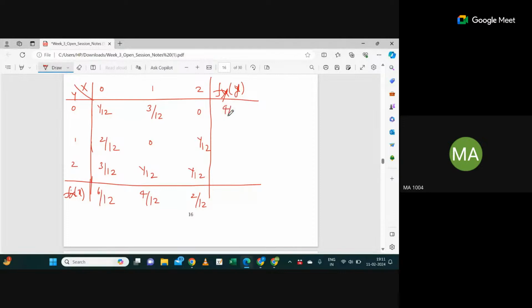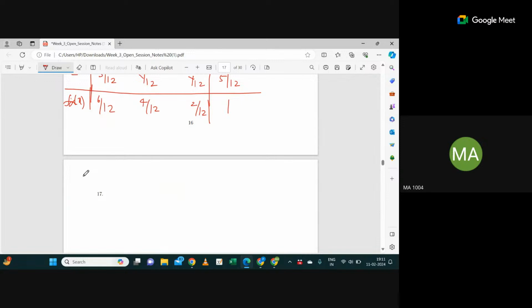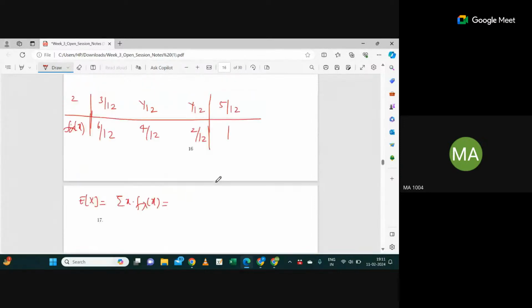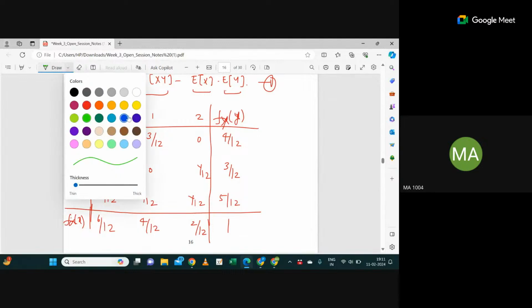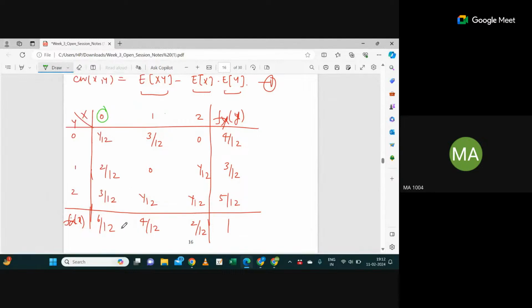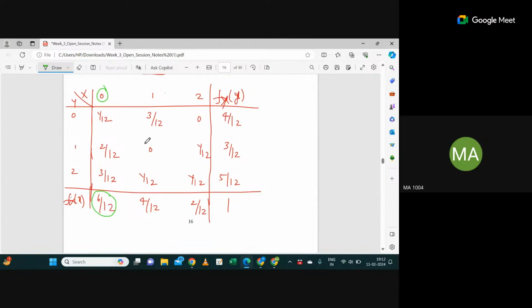Similarly, here it will be 4 by 12, 3 by 12, and 5 by 12, right? Totally. Now, first of all, to calculate the expectation of x, this means summation of x into f of x. So summation of x means you have to multiply. We have to do 0 into 6 by 12 plus 1 into 4 by 12 plus 2 into 2 by 12. So this is the distribution of x I can compute, right?